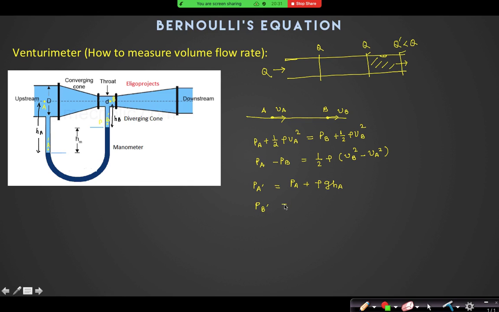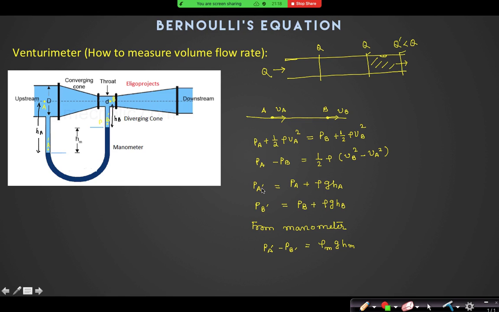Similarly, what is PB prime? PB plus rho G HB, yes or no? From the manometer tube, can I say that the pressure difference at A prime and B prime is nothing but rho mercury into G H? Rho mercury means the difference of the mercury column, that difference of the mercury column, HM.